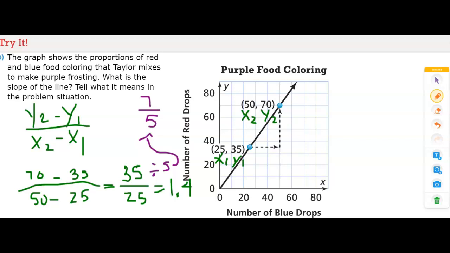So 1.4 is the decimal version. 7/5 is the fraction version. And what that means is for every 5 drops of the blue food coloring, Taylor is adding 7 drops of the red food coloring.